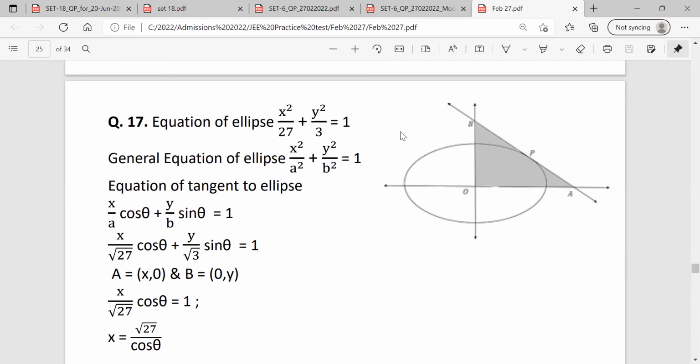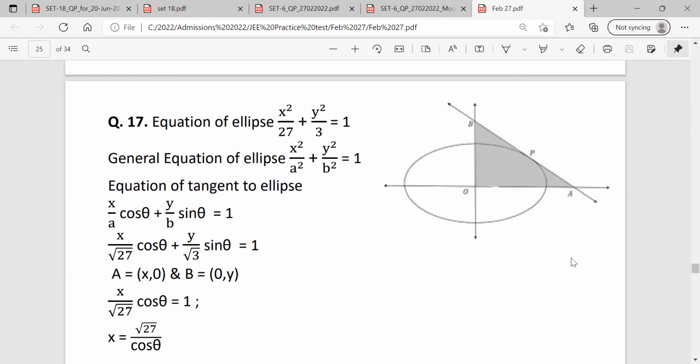The equation of the tangent to the ellipse is x by a cos theta plus y by b sin theta equal to 1. So we'll have x by root 27 cos theta plus y by root 3 sin theta equal to 1. Now have a look at this diagram. We have this tangent here. So the coordinates of A will be (x, 0) and B will be (0, y), right?